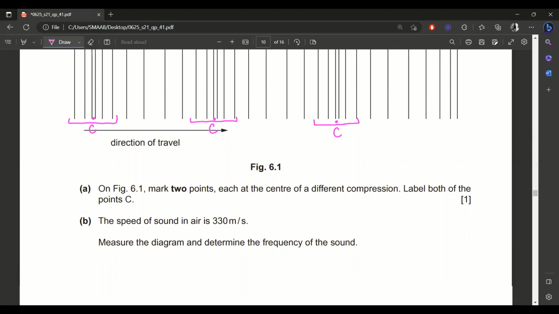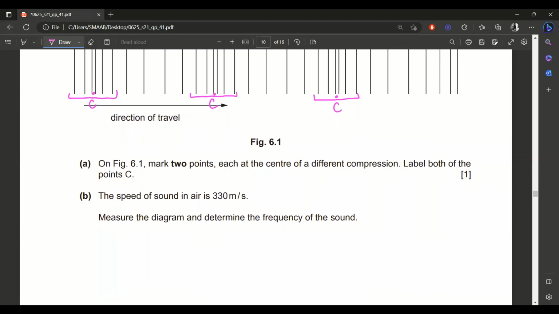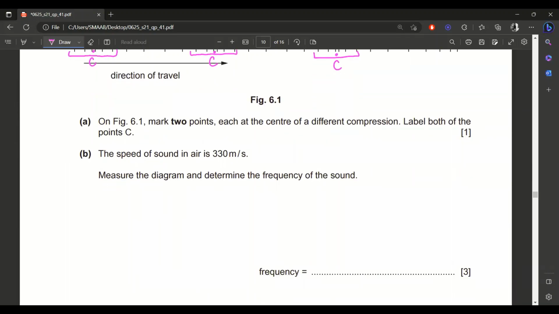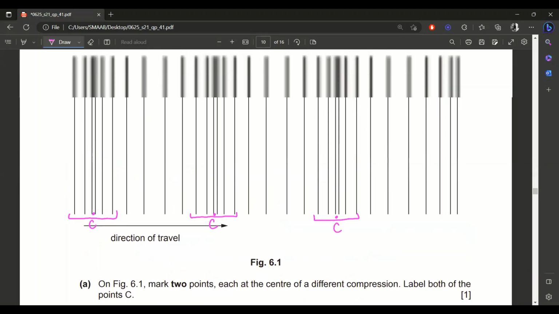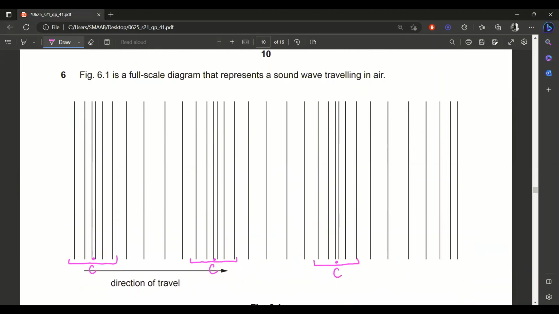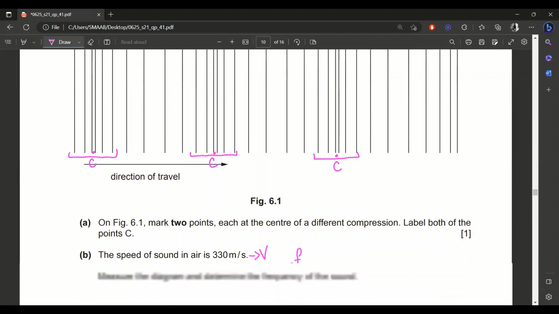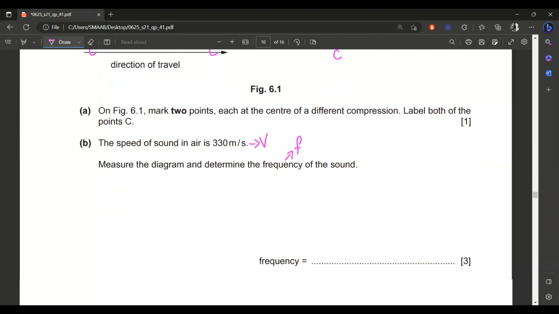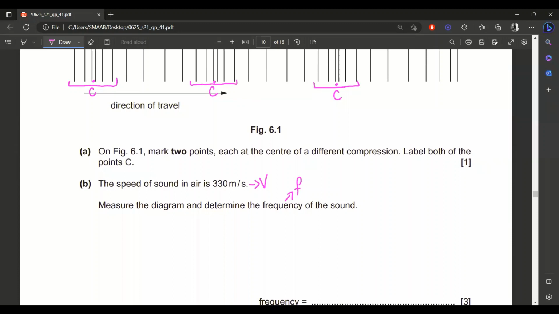So basically there are 3 points given in the diagram, and the speed of sound in air is 330 meter per second. Measure the diagram and determine the frequency of the sound. So speed of sound is mentioned over here, and we need to find out the frequency. So the value of the wavelength is not mentioned. So we need to find out the wavelength with the help of the diagram. So that will give us the value of the wavelength.